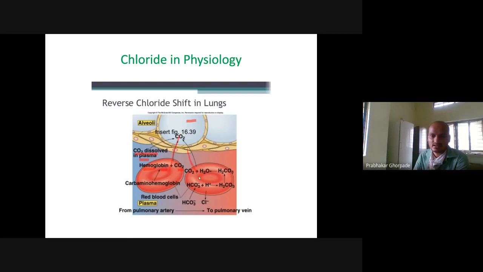CO2 and H2O combine, and basically we have the pulmonary artery, pulmonary vein, red blood vessel, carbaminohemoglobin. This bicarbonate portion can combine with H plus. Bicarbonate again in the RBC will dissociate into carbon dioxide and water, and this carbon dioxide can go out. So here is the role of chloride. This is the chloride shift. During this exchange, the chloride has to come out.